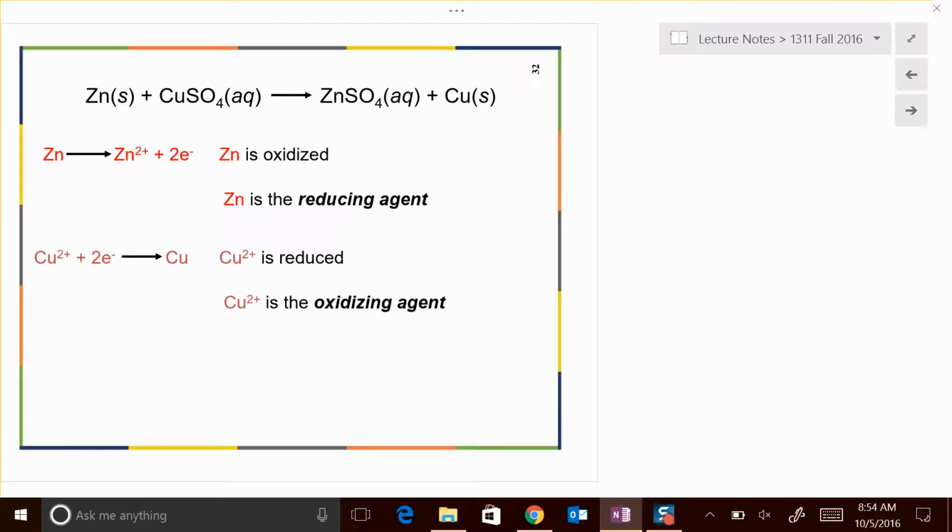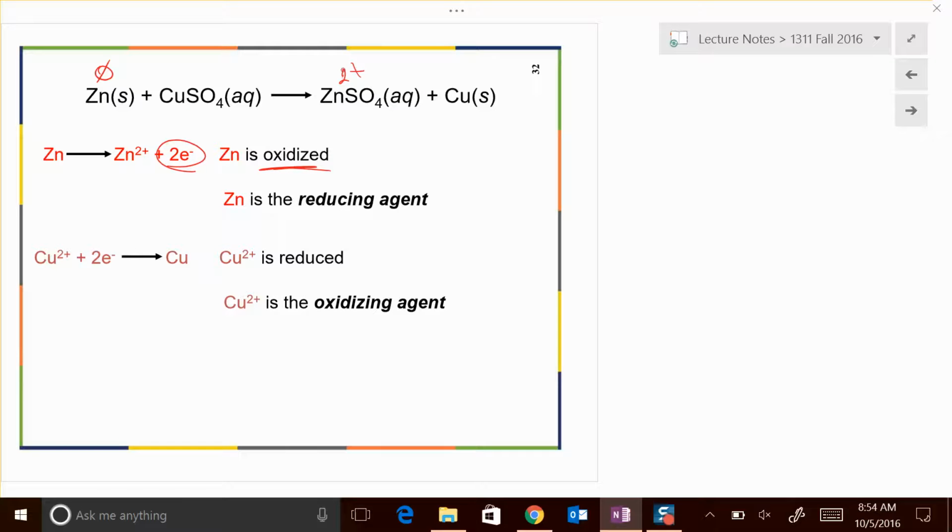But here's another example. Okay? So zinc goes from zinc to zinc 2 plus. That means it lost 2 electrons. So zinc is oxidized. Okay? So here we can see that. Here's zinc. It has no charge, right? It's at 0 charge. Over here, the zinc has a 2 positive charge with the sulfate. Okay? So that's how we know it went from zinc to zinc 2 plus.